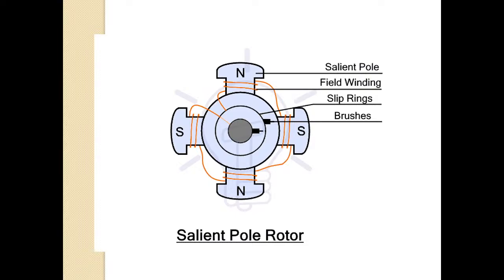So the term we are calling it salient, why? Because the poles are projecting outwards. That's why it is named salient. The field coils, you can see, are wound here across the poles, and they are connected in series.